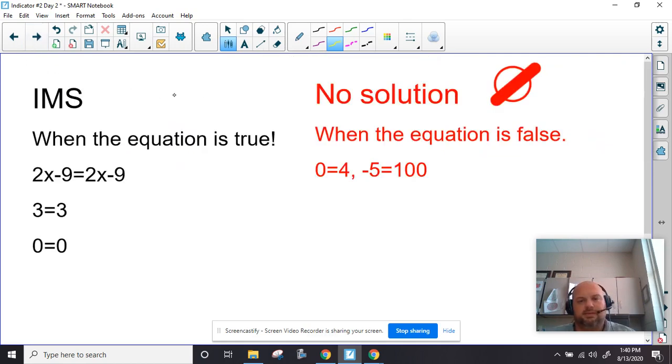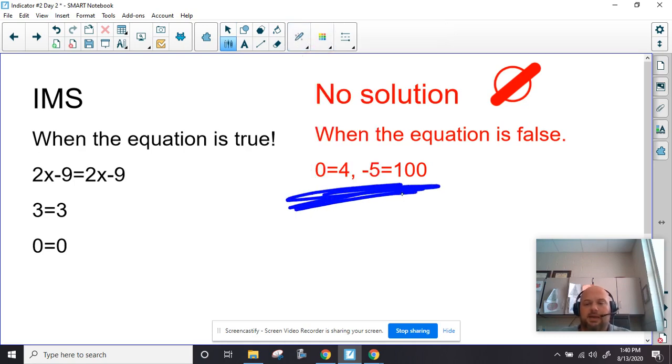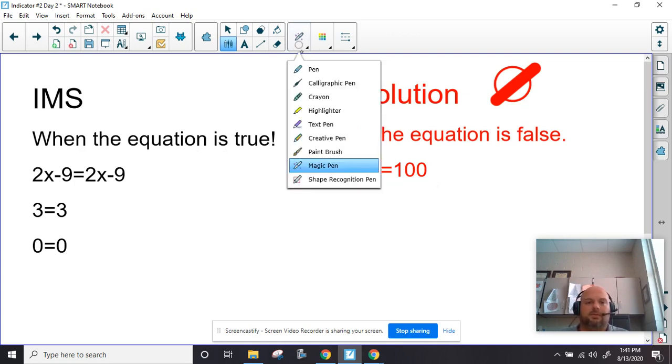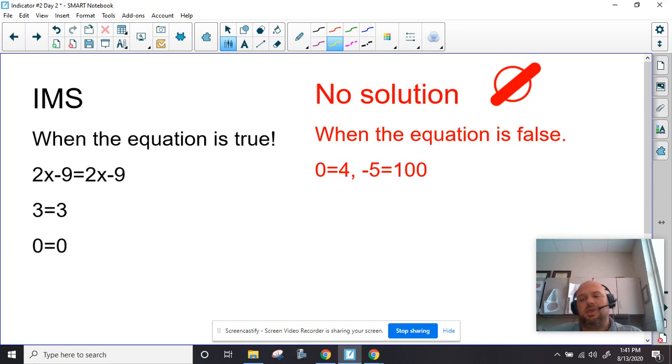Now, this is just another thing. IMS is when the equation is true, like 2x minus 9 equals 2x minus 9, 3 equals 3, 0 equals 0. That's a true statement. No solution is when the equation is false, like 0 equals 4 or negative 5 equals 100. You would not believe how many people will tell me that this right here is IMS. When we've had this before on tests, people will just write IMS or no solution, alternating all the way down and hoping they get it right. One time on the test, we had none of them.